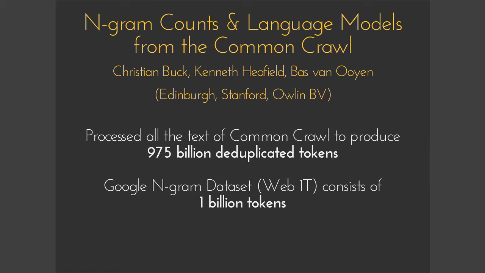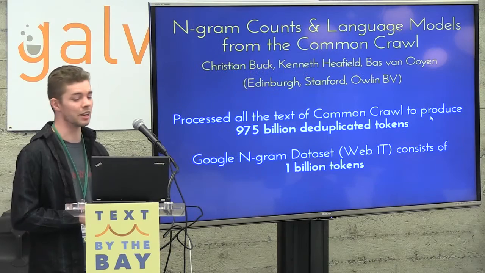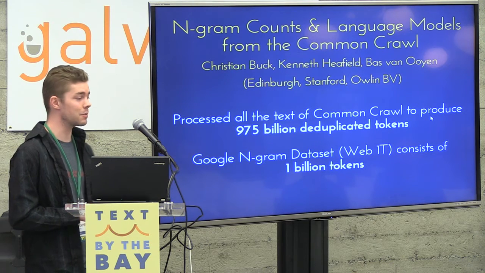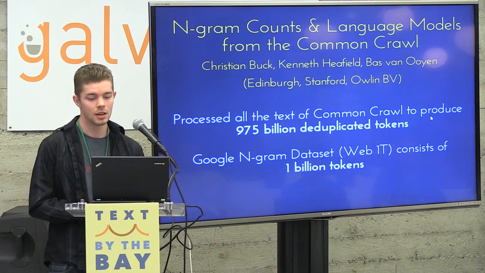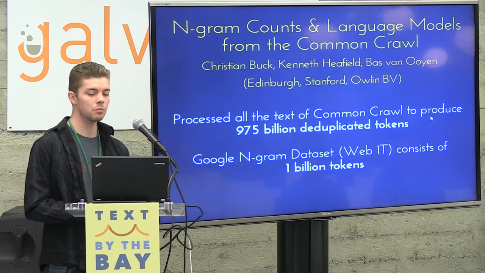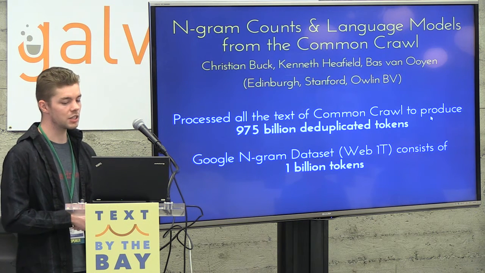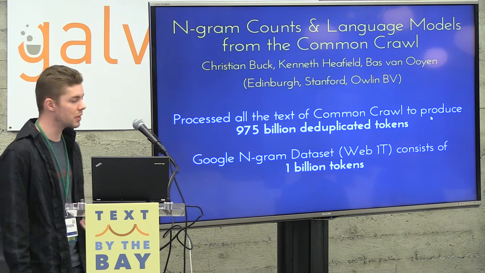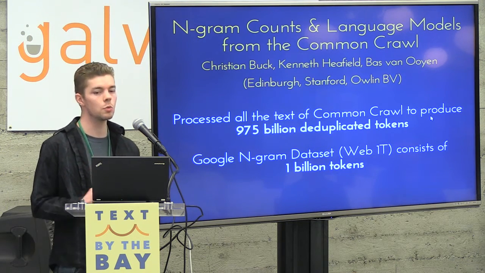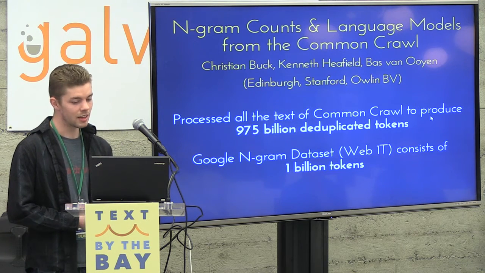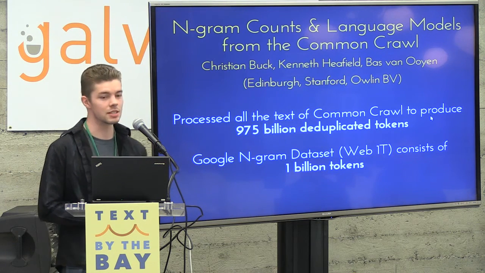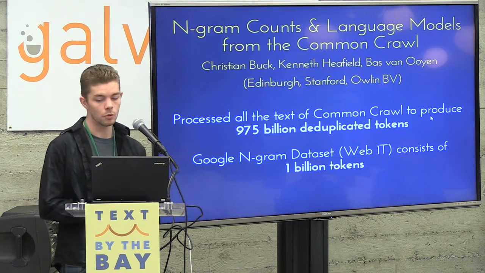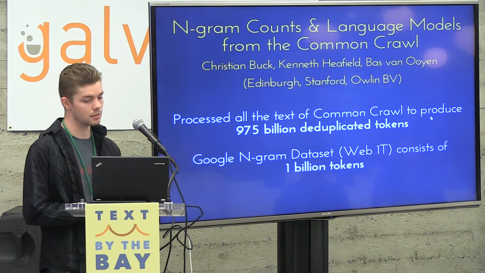One of the obvious considerations here is that given a huge amount of raw text, the easiest thing you can do is grab Ngram counts and language models. And that has actually been done for you to use. A team from Edinburgh, Stanford, and Allen AI went ahead and processed all the text that Common Crawl has produced and ended up with 975 billion deduplicated tokens, which is an enormous data set in and of itself. Even if you compare it to the Google Ngram data set, which many of you have probably used before, which was 1 billion tokens in size.